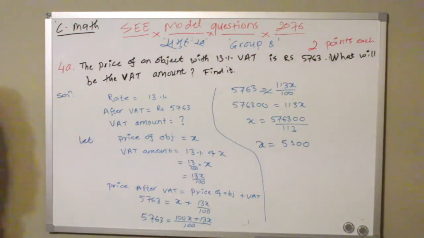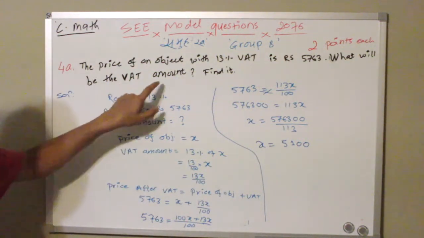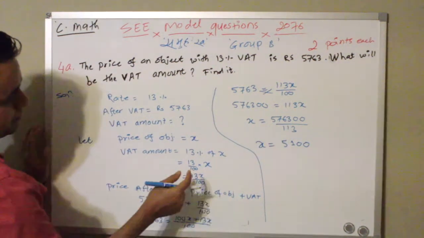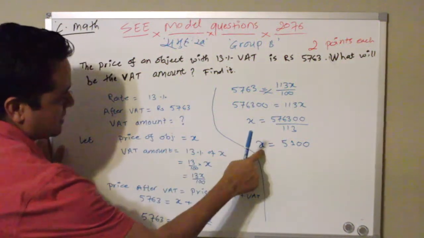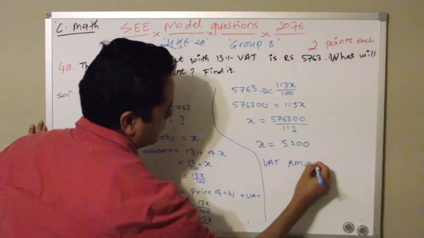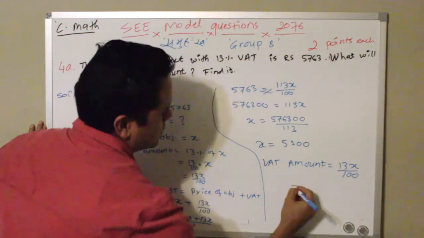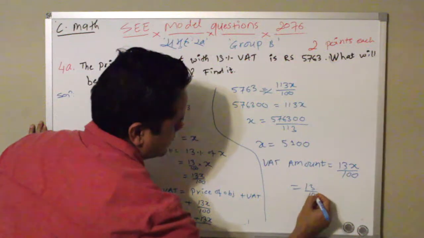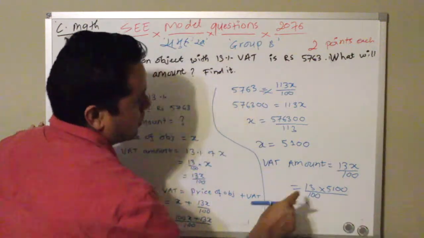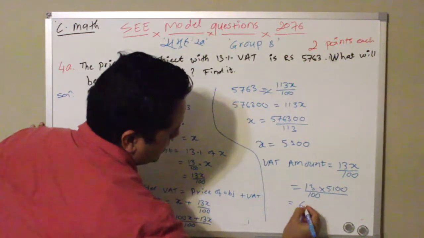Now, is that my answer? No. This is the price of an object. I need to find the VAT amount. So what is the VAT amount? This. Substituting the value of x down here, VAT amount equals 13x over 100. Substituting x equals 5100 here, I should get 663.